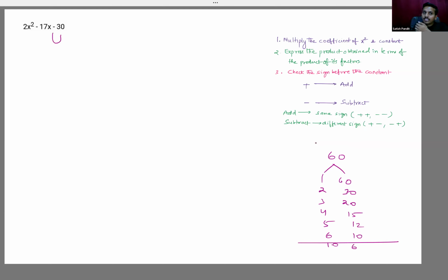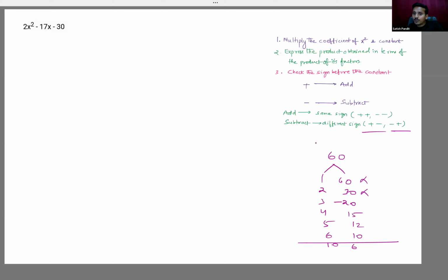Before the constant, we have negative, so we have to subtract. Subtract means different signs. We have to subtract to get minus 17. And after subtraction, since we want a negative answer, the larger number should be negative. During subtraction, whatever the sign of the larger number is, that we keep, right? Since we need minus 17, the larger number should be negative. So this is not possible. Yes, look here. If you subtract these two, you can get 17, right? But we want negative 17.